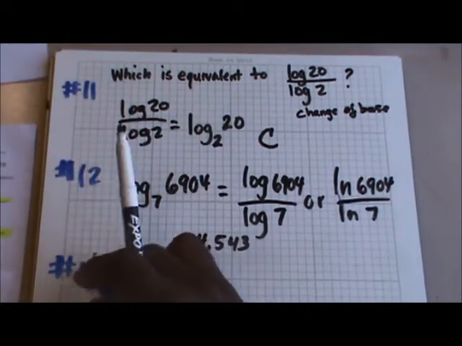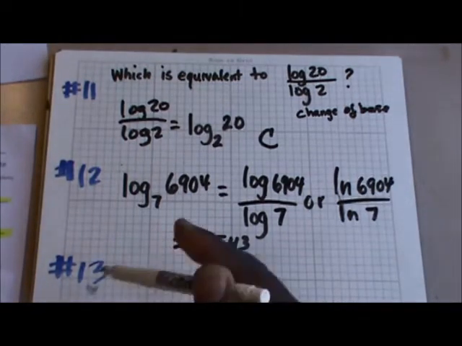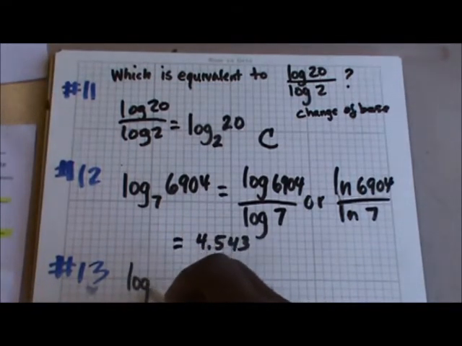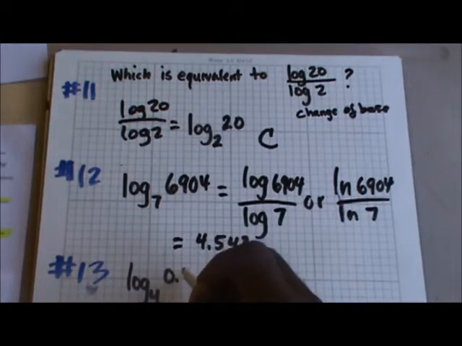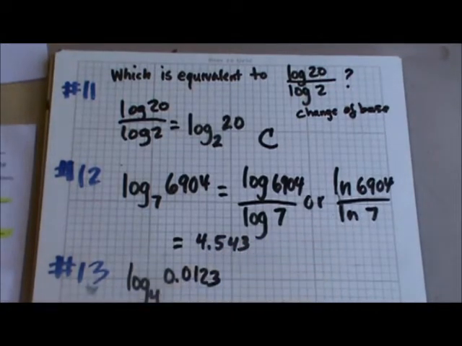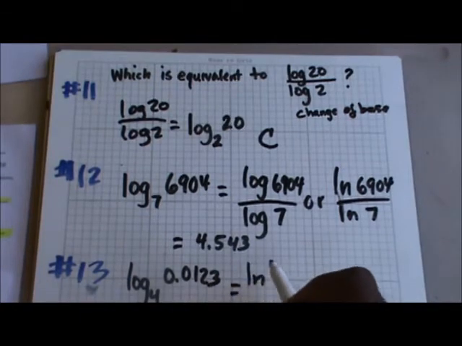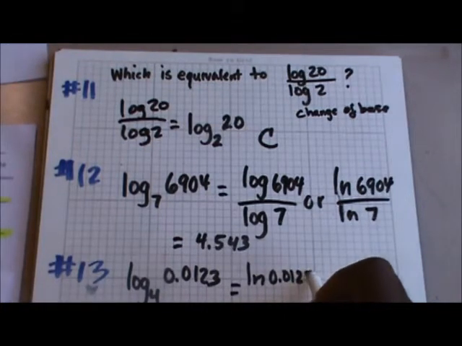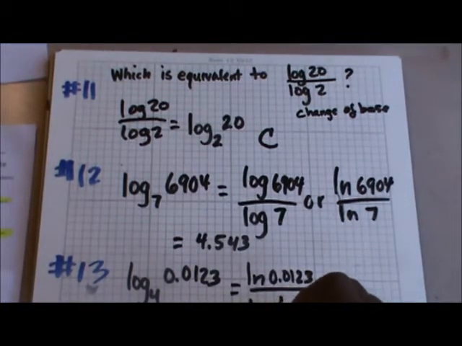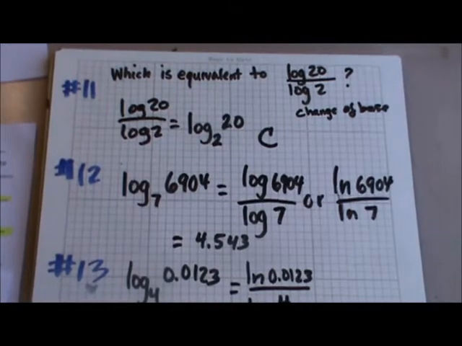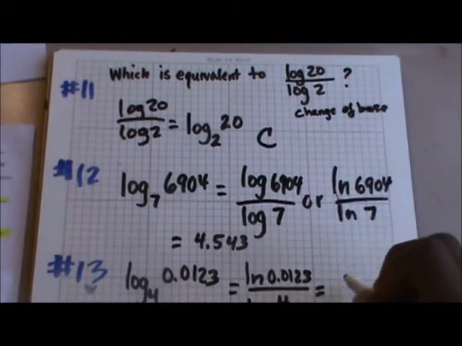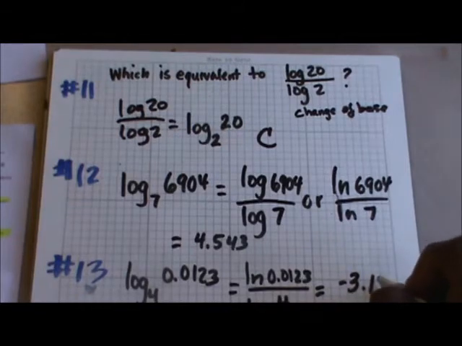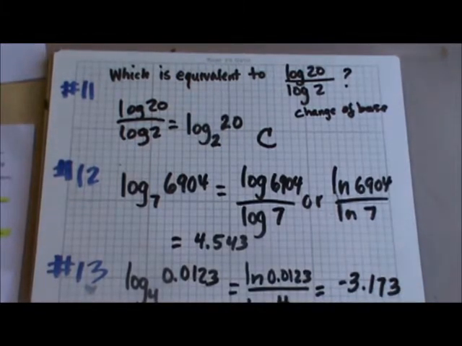I'm sorry, 13. Once again, same type of problem. Log base 4 of 0.0123. In this case, let's say we can go natural log of 0.0123 over natural log 4. Could I do log over log? Yes, I could do log over log. That's fine. Either way is okay. In that case, we end up with -3.173 if we do that in the calculator. It's a calculator problem.